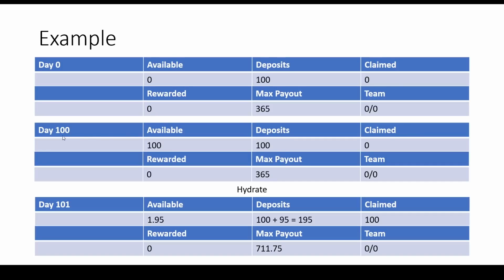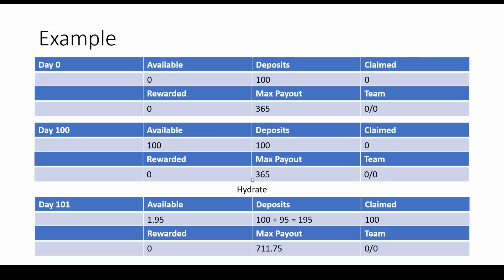So here's the example of 100 days later. You do nothing, you have your 100 deposit. That is going to be earning 1% per day. 1% of 100, I'm pretty sure that's 1. So after 100 days, your available balance is going to be 100 drip tokens. Your deposit is still the same. You haven't claimed anything yet. And your max payout is still, as always, 3.65 times your deposits.